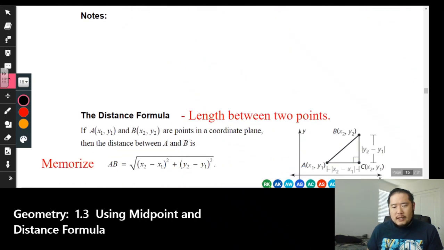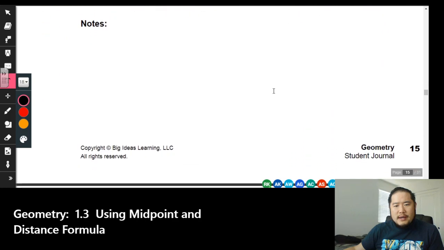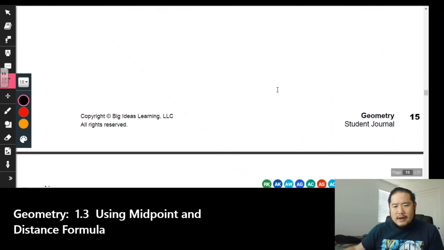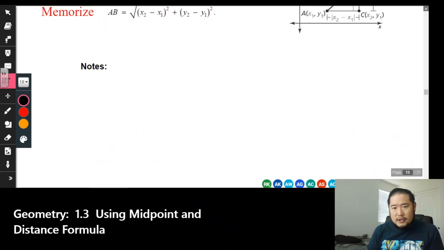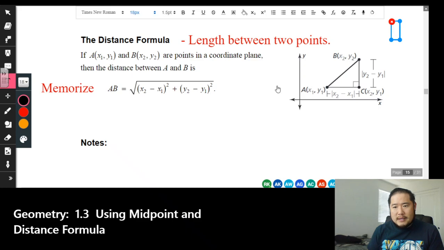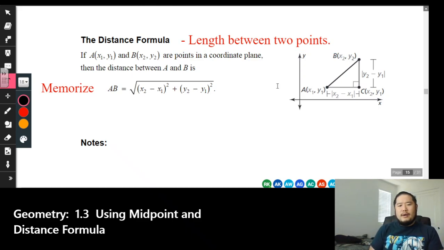As we continue along, we have our distance formula. That's something that I already showed you, but we use it right here to find the length between 2 points. Make sure you go ahead and memorize that as well. When we have the length of 2 points, we take the square root of x sub 2 minus x sub 1 quantity squared plus y2 minus y1 quantity squared right there.